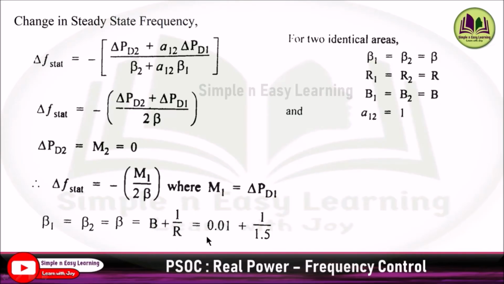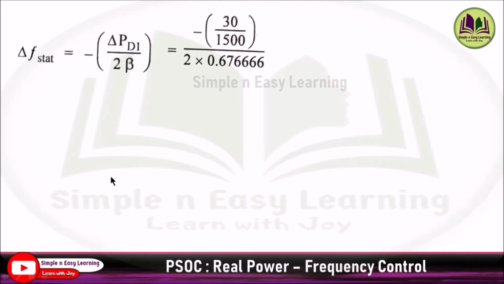B we know is 0.01, which we calculated in the first step, plus 1 by R. The R value is 1.5, which we calculated in the second step. Substituting, you will get beta equal to 0.6766 per unit megawatt per hertz. Now substituting this beta value and this del PD1 value in the formula, del PD1 is equal to 30 divided by 1500. So you will get minus 0.0147 hertz. This is del F stat.